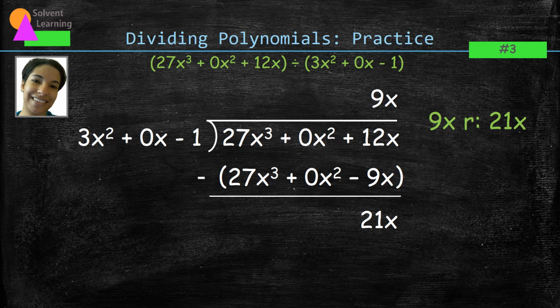So we can write our solution as 9x with a remainder of 21x, or as 9x plus 21x over 3x squared minus 1. And we just finished our 3 practice problems. If you had any questions about any of these steps, you can go back and review that video on dividing polynomials. Great job.